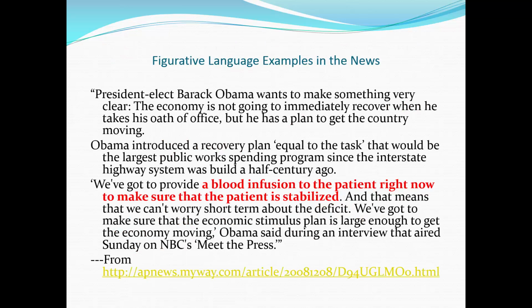And this slide just gives an example of how in the news you'll find figurative language all the time. So it says Obama introduced a recovery plan equal to the task that would be the largest public works spending program since the interstate highway system was built a half century ago. "We've got to provide a blood infusion to the patient right now to make sure the patient is stabilized, and that means that we can't worry short term about the deficit. We've got to make sure that the economic stimulus plan is large enough to get the economy moving." So there's no literal patient who needs a blood infusion. They're talking about the economy and how this recovery plan is like a blood infusion, and the United States economy is like a patient. This recovery plan will stabilize the economy.